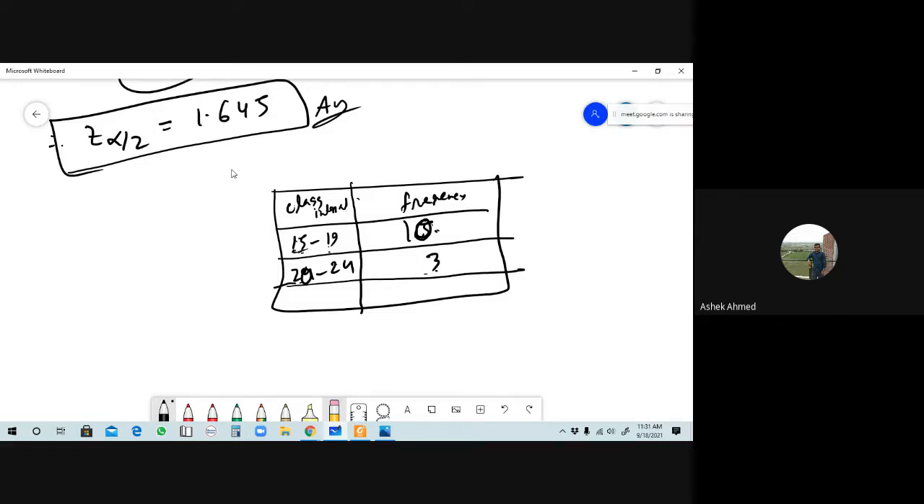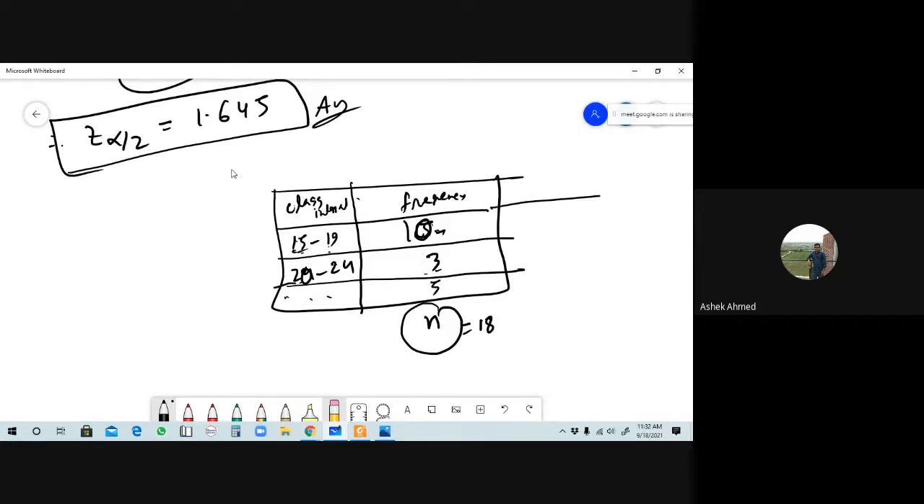We will discuss this in the next statistics part. Suppose you have a table. If the sum of the total values is n, n represents the sum of the total frequencies. Suppose here there is 10, this is 3, and this is 5. The sum of the frequencies here is 18, so n is 18 here.